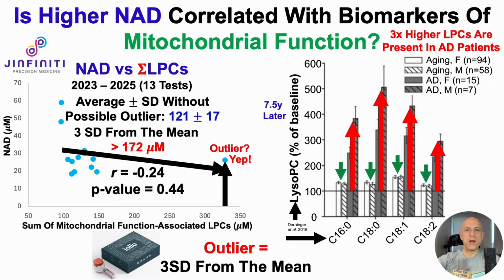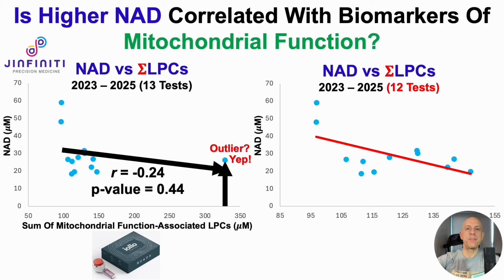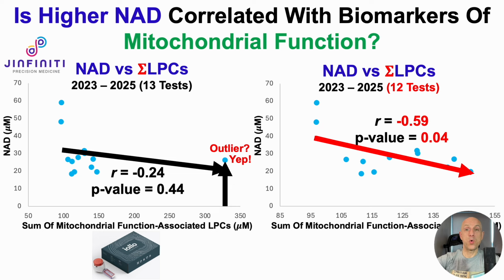So when removing that outlier, we can then address that question of, is higher NAD correlated with biomarkers of mitochondrial function, which is now what we'll see here, as this is NAD plotted against the sum of those LPCs over 12 tests without the outlier. Same setup, NAD on the y-axis against the sum of the mitochondrial function-associated LPCs on the x. And now actually we've got a significant inverse correlation, as that correlation coefficient is negative 0.59 and the p-value is less than 0.05 at 0.04.